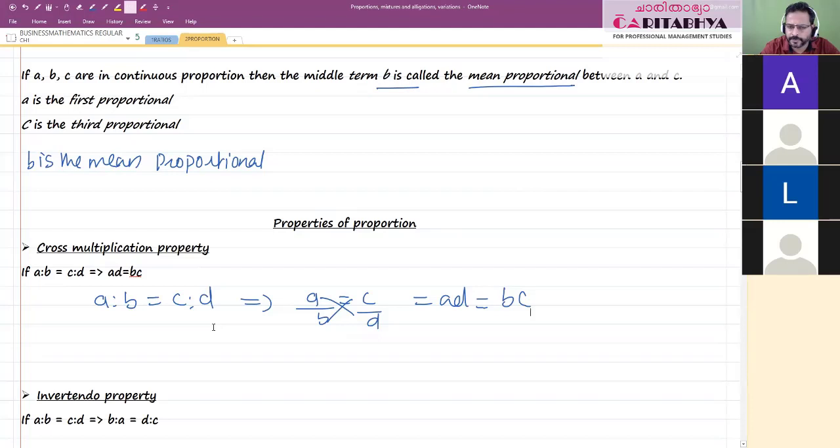First one: if A is to B equal to C is to D, that implies AD equal to BC.